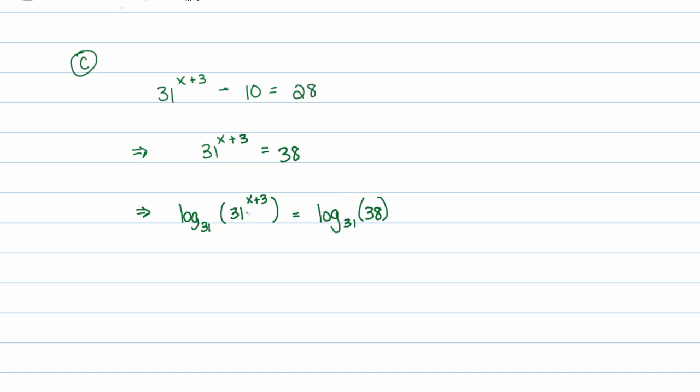And we know log base 31 is the inverse of an exponential function of base 31. So those two will undo each other, and I will just have x plus 3 on the left-hand side, equal to log base 31 of 38. I'll subtract 3 from both sides now, and I'll get x is equal to log base 31 of 38, minus 3. And that's it. That's the final answer. There's no way you can clean this up, not with the technology that we have right now.